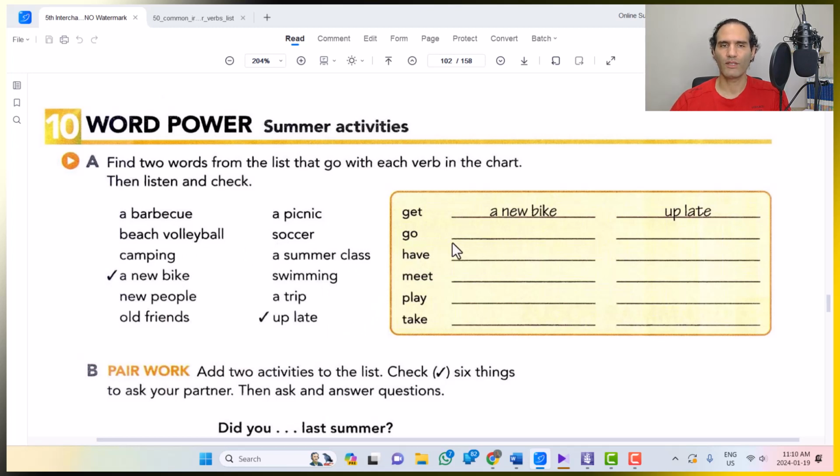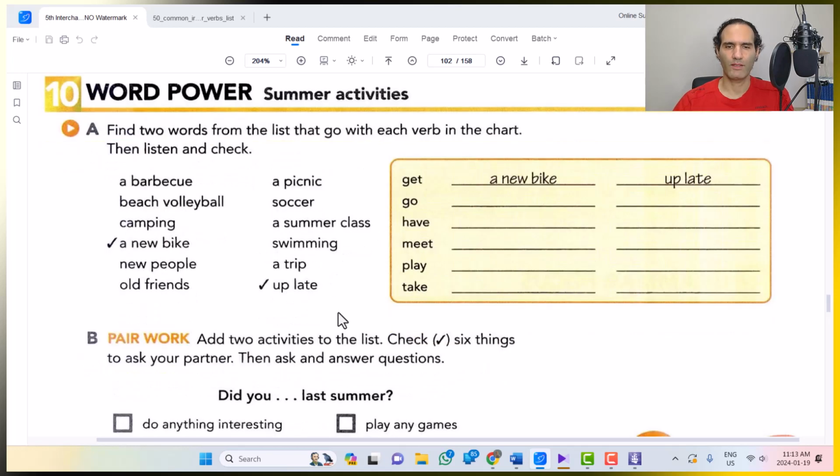Go with all the things with -ing: go camping, swimming, walking, jogging, running. And with get, for example, get a new bike, get in the meaning of buying, get some groceries, and get up late, get a chance, or get with many other things. Okay, you need to memorize collocations. The only way is to memorize.